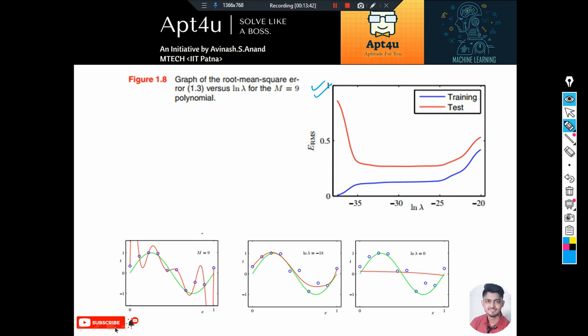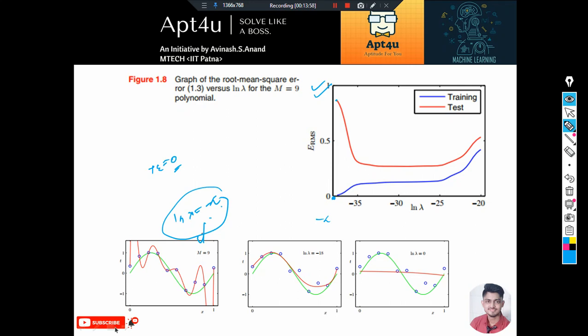You can see here the ln lambda is equal to minus infinity, and in this case we know that the model is overfitting. So if it is overfitting, the training error will be equal to 0, almost 0. You can see the training error is 0 at ln lambda equal to minus infinity, and the testing error is very high.